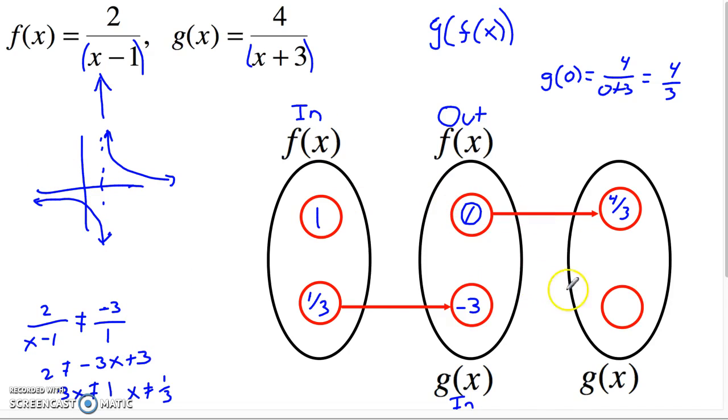So I'm never going to get a 0 out of g of x, just like I never got a 0 out of f of x. And so now we can see this is our domain for the entire composition. This is our range for the entire composition.